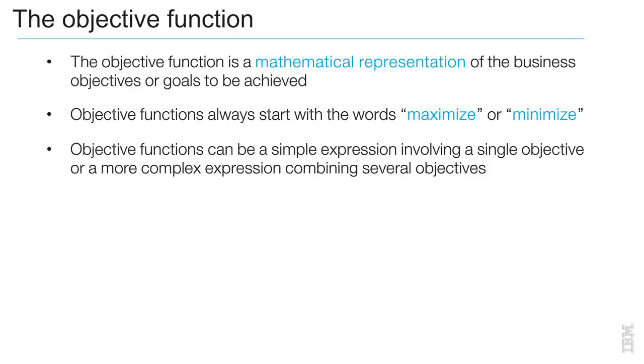The objective function of an optimization model is a mathematical representation of the business objectives or goals to be achieved. Objective functions always start with the words maximize or minimize, and can be either a simple expression involving a single business objective or a more complex expression combining several business objectives. Some examples of objectives are to maximize profit, minimize cost, minimize tardiness, and maximize customer service.